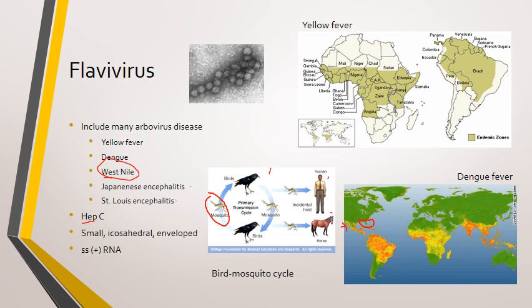Okay, so it's not direct human to human, but it is still technically human to human. It's just through a mosquito vector. There are a variety of different clinical pictures. There are 4 serotypes of dengue, and so one of the problems is if you get dengue once with, say, serotype 1, that doesn't give you immunity to the other 3 serotypes.